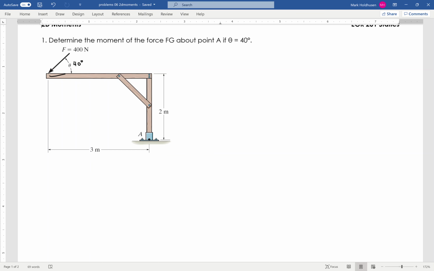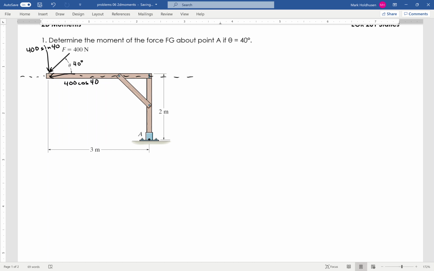So, for example, this force right here will break up into 400 cosine 40 in the horizontal going to the left and 400 sine 40 going down. Okay. Now, again, the moment is the moment arm from the point to anywhere along the line of action of that force. So, for example, I can extend this horizontal force, the 400 cosine 40, anywhere along that horizontal axis.